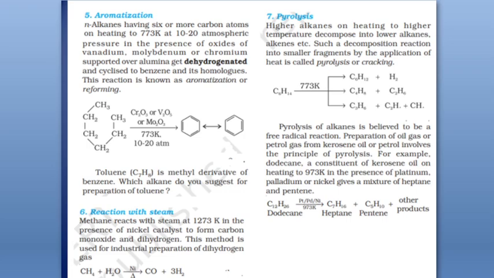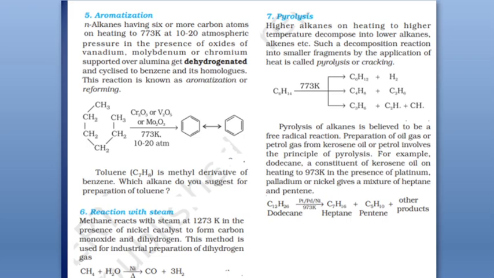Pyrolysis. Let's take hexane as a reactant and it is subjected to pyrolysis at temperature 773 Kelvin. It will produce three types of compounds: C6H12, C4H8, C3H6, etc. Pyrolysis of alkanes is believed to be a free radical reaction. Preparation of oil gas or petrol gas from kerosene oil or petrol involves the principle of pyrolysis.